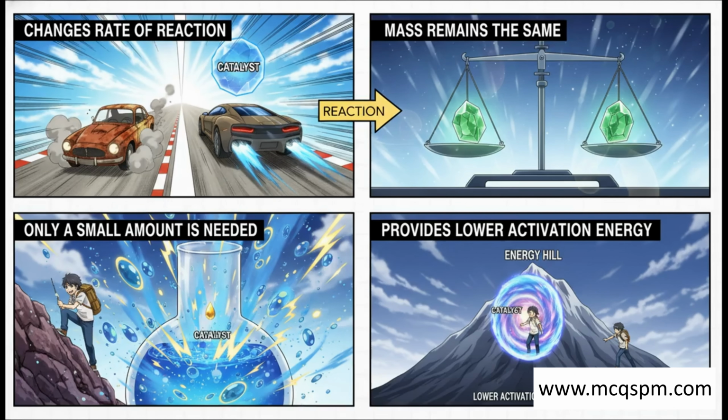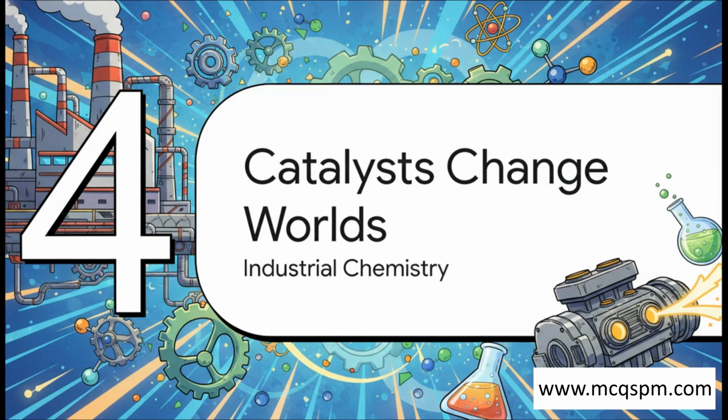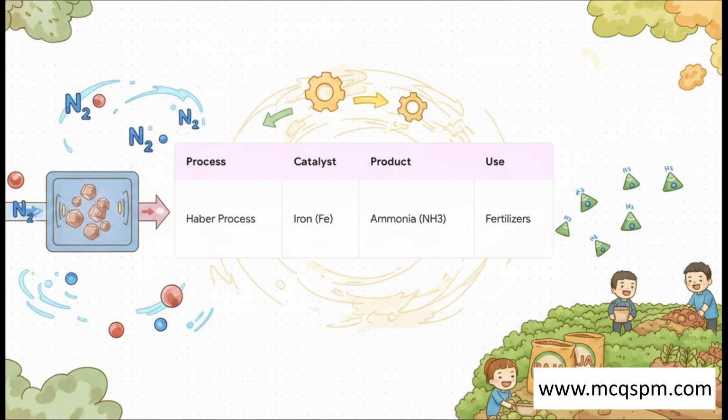All right, now let's scale things up. Catalysts aren't just for school labs. They are the powerful engines driving huge industrial processes that literally shape the world we live in. A perfect example is the Haber process. It uses an iron catalyst to combine nitrogen and hydrogen to make ammonia. Now, why is that such a big deal? Because that ammonia is the main ingredient in fertilizers that help feed billions of people all over the world.